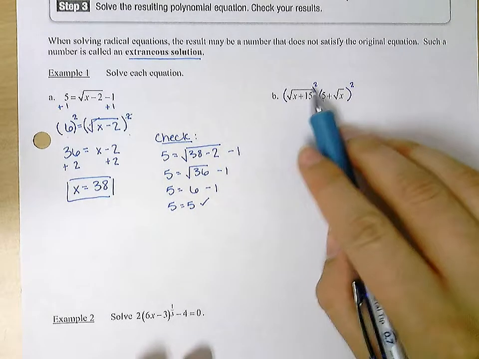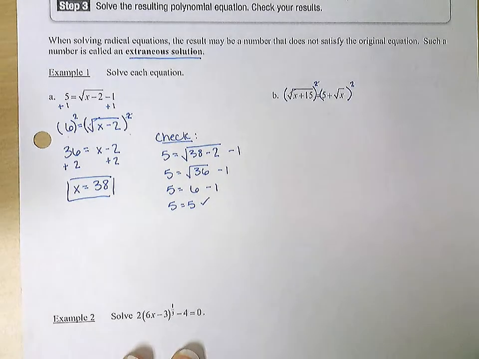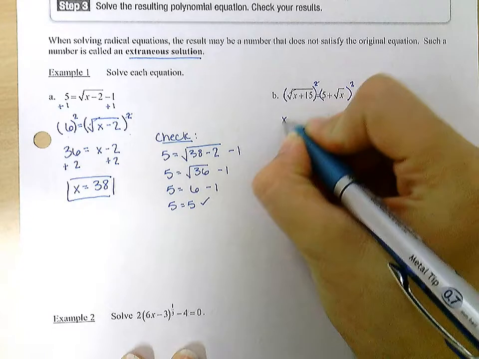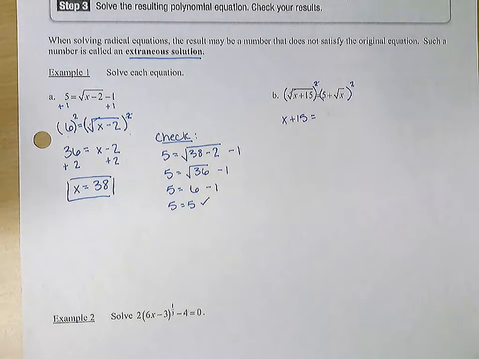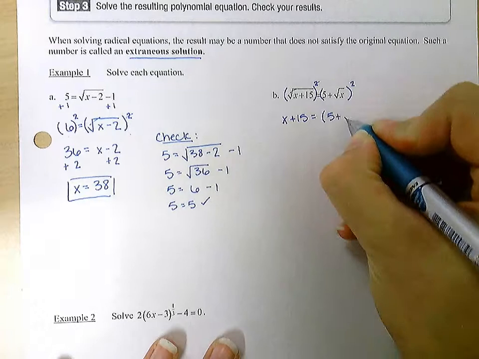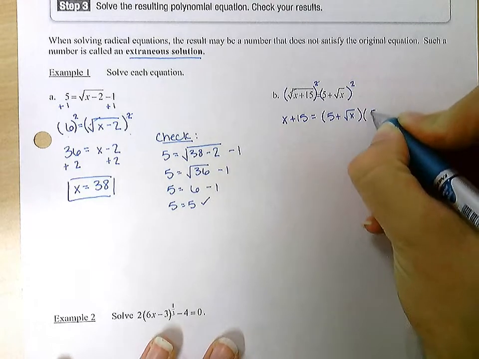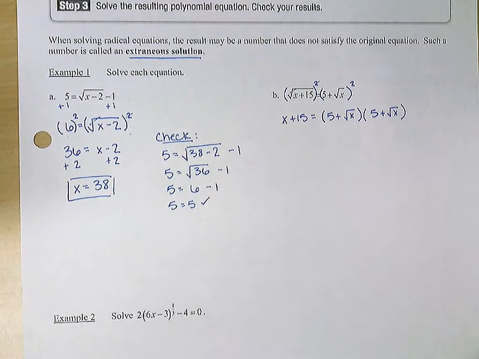Okay, since it's a square root, I raise it to the power of 2. On the left here, those will cancel each other out. So I have x plus 15. Now that's equal to this quantity squared. Okay, when I have that quantity squared, I'm taking that quantity and multiplying it by itself. Okay, so you do need to FOIL that. You have to FOIL that out. That's why I wrote it like this.